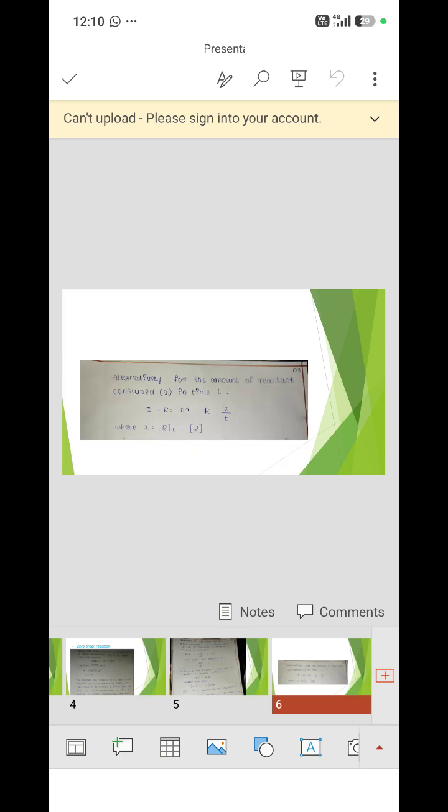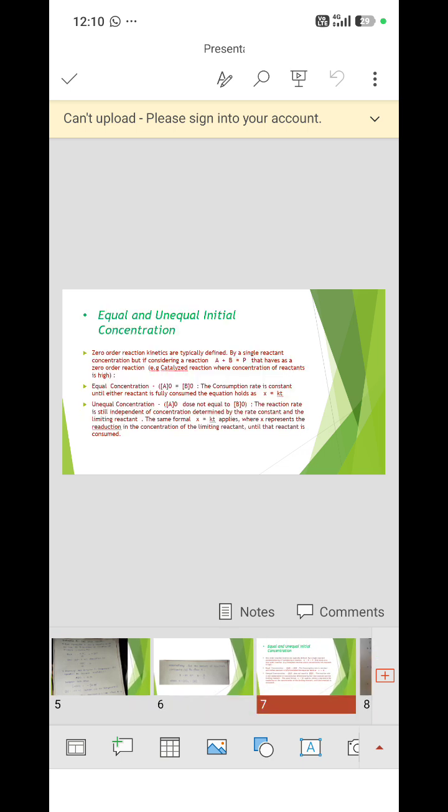Alternatively, for the amount of reactant consumed x in a time t, x is equal to Kt, or K is equal to x divided by t, where x is equal to R naught minus R. Next one is equal and unequal initial concentration.